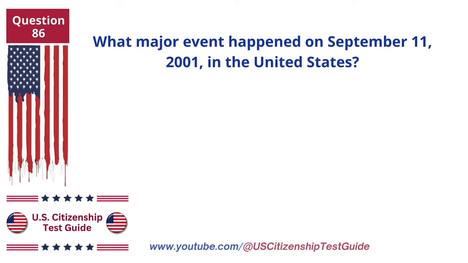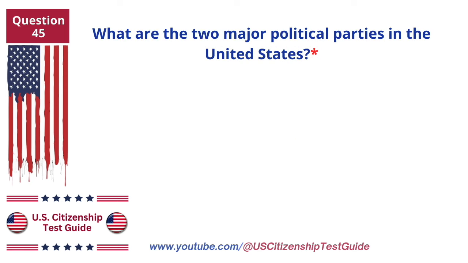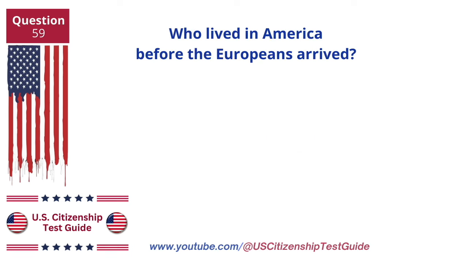What major event happened on September 11th, 2001 in the United States? Terrorists attacked the United States. What are the two major political parties in the United States? Democratic and Republican. Who lived in America before the Europeans arrived? American Indians.